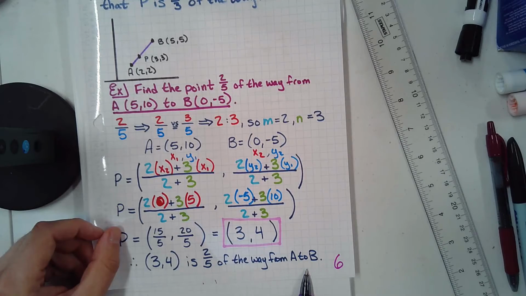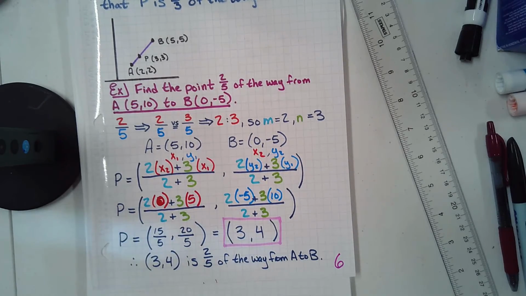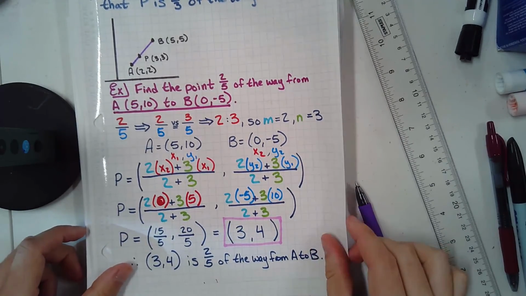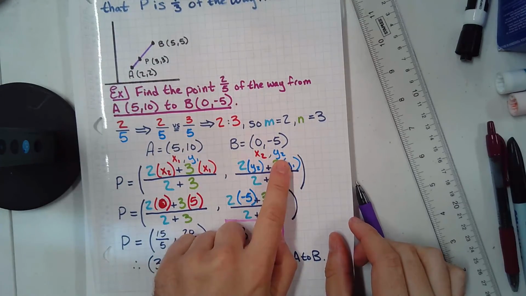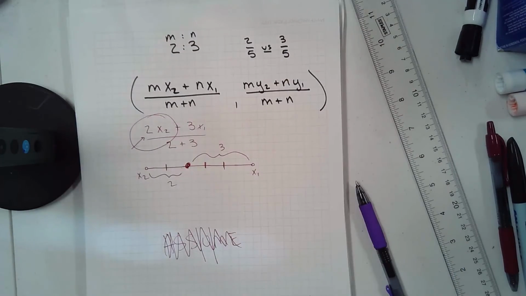Cool? Now, if I ask for the other way around to find both points that are 2/5 of the way, you have to do it in reverse. B would be x1, y1 in that case. You'd flip them. Questions on that?